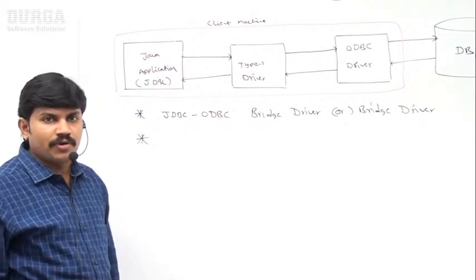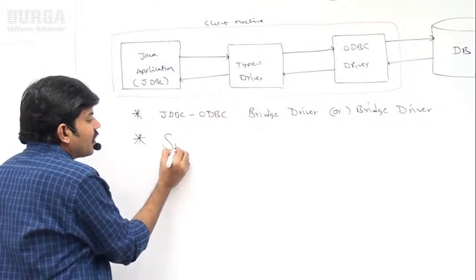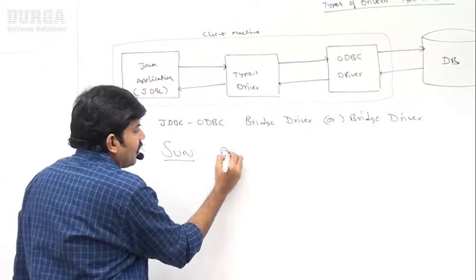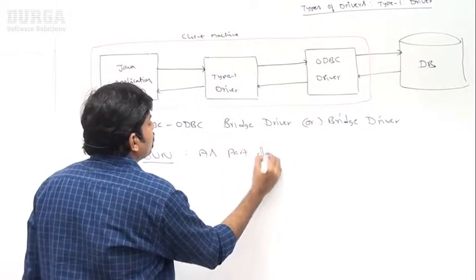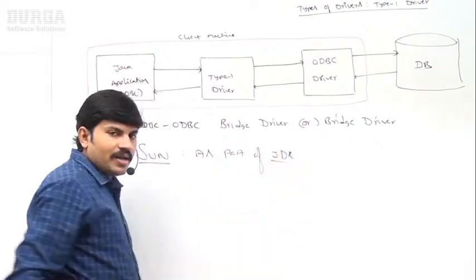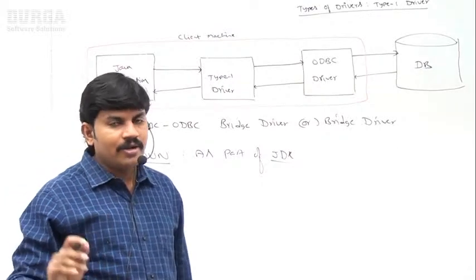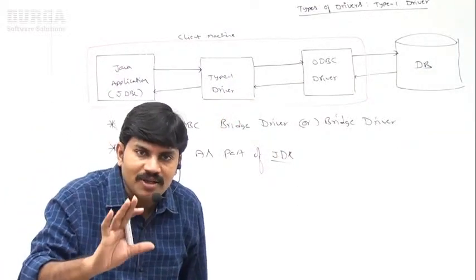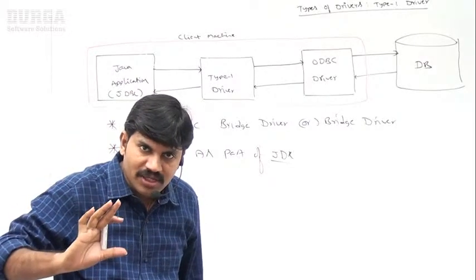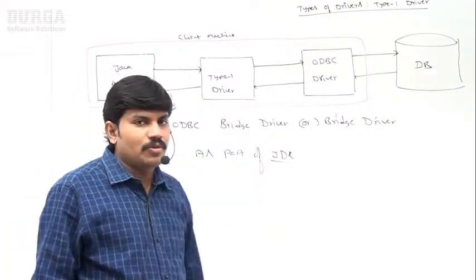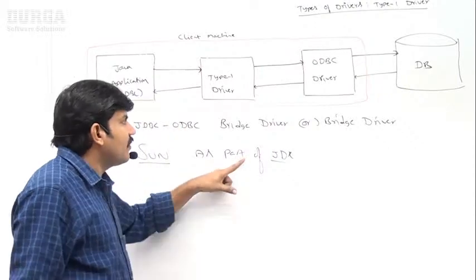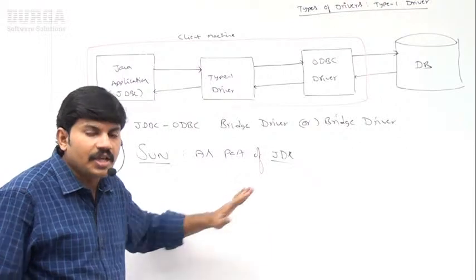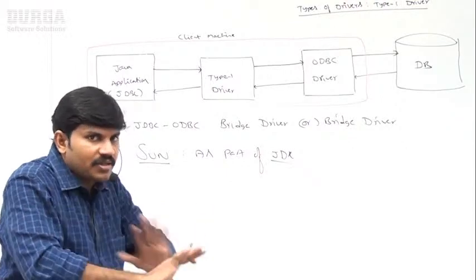Next, who introduced this type 1 driver, sir? Who is responsible to provide it? Yes, this driver is provided by Sun Microsystems, as part of the JDK, sir. Remember this one, as part of the JDK. Once we install the JDK, this driver automatically comes by default. We are not required to install it separately, right? Are you in a position to understand, right? Okay, sir, who is responsible to provide the type 1 driver, sir? Sun Microsystems, as part of the JDK. We are not required to install anything, right?